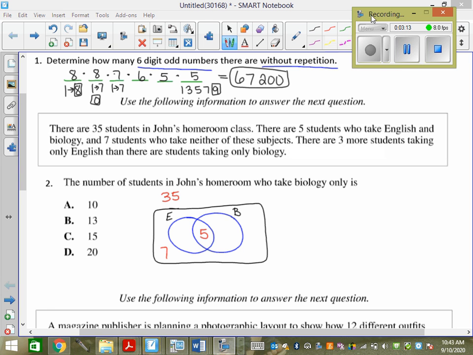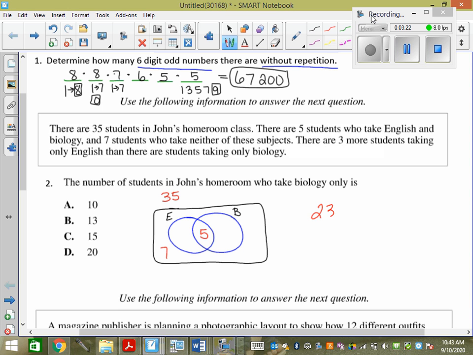So how many are used up? 12. How many are left? 23. There's also 3 more students taking English. So there's 23 that need to split between the 2, right? And English needs to have 3 more. So how can we split it? It would be 10 and 13, wouldn't it? See, now I know where you're going with this, right? So bio only would be how many?